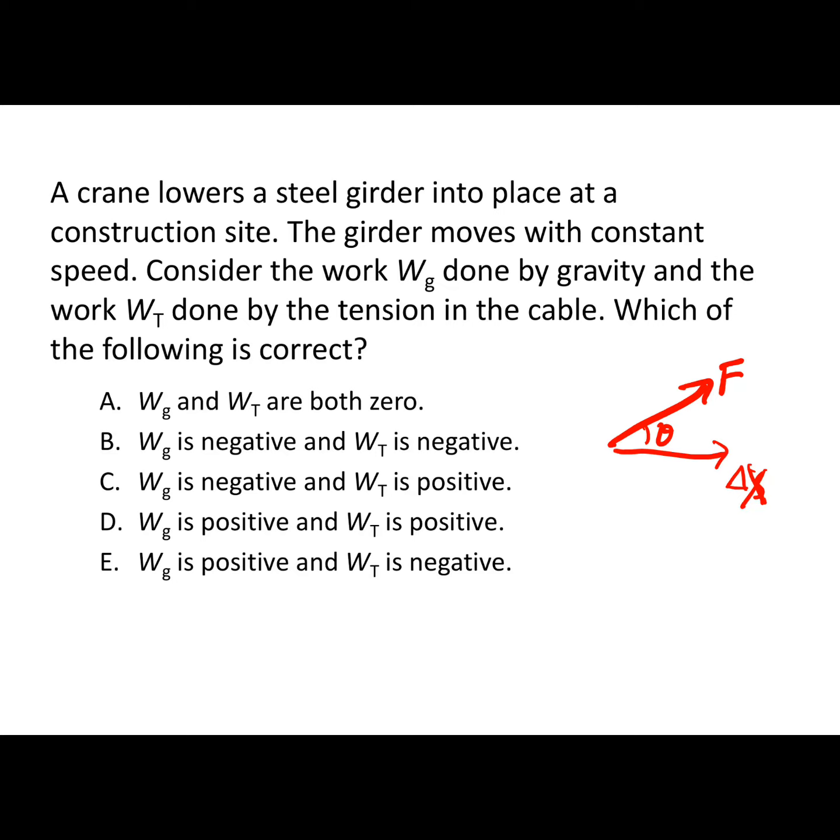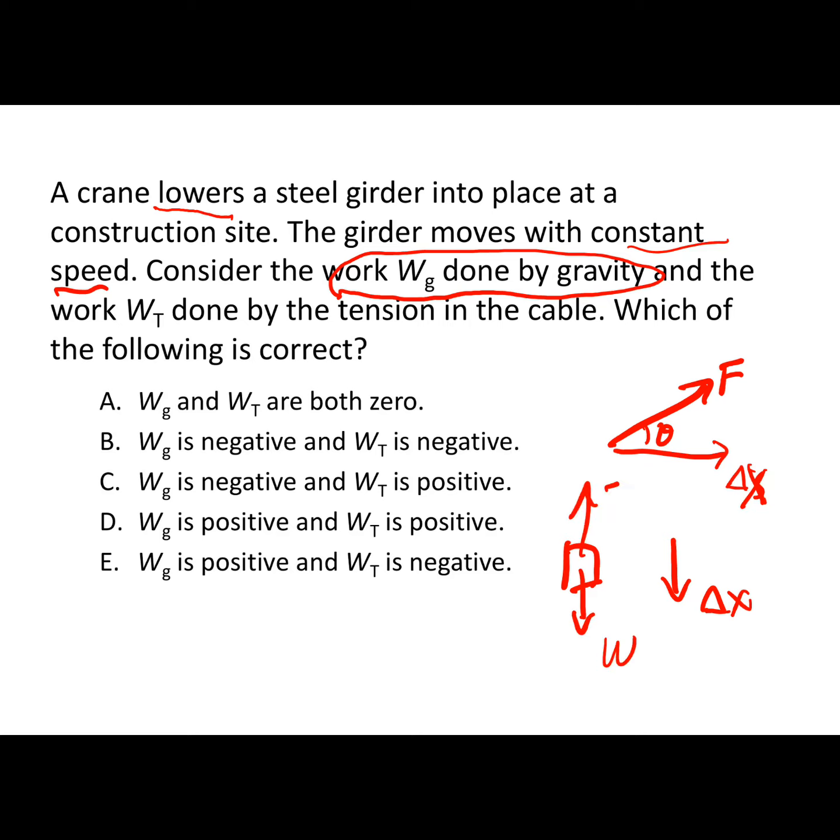You have a crane tower lowering something. You have the work done by gravity. Pay attention: something is going down with constant speed. So the work done by gravity and the work done by tension, which one is positive? Which one is negative? Displacement going down. Gravity. Tension.